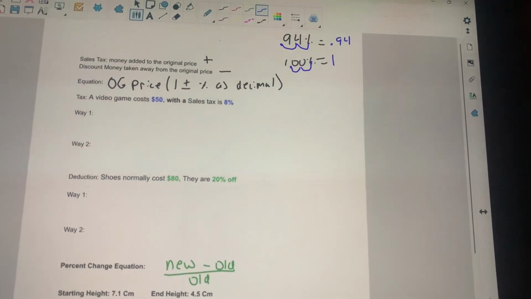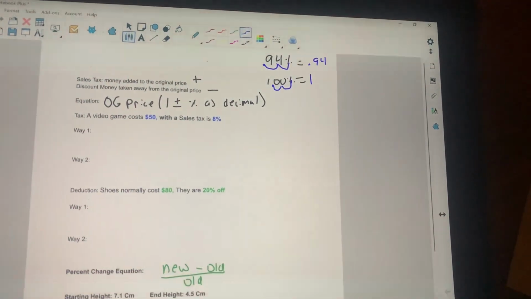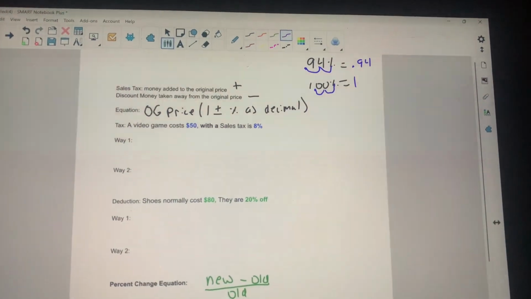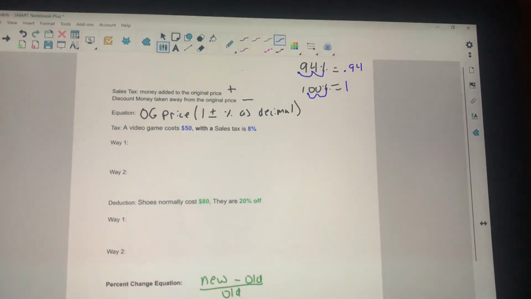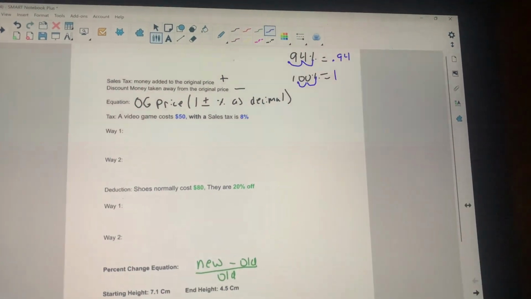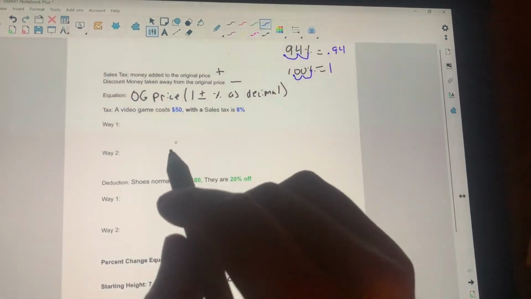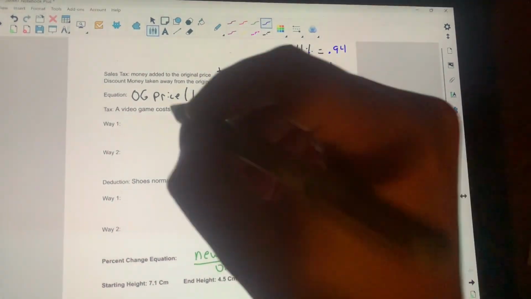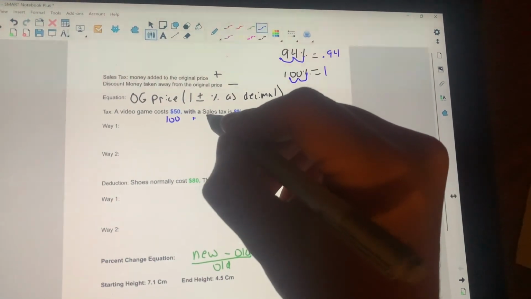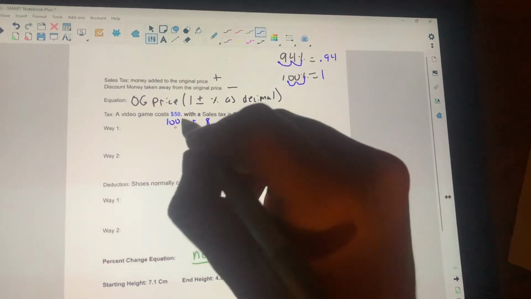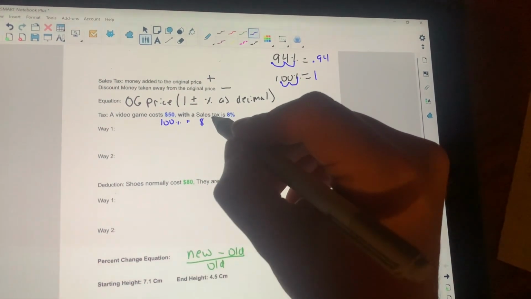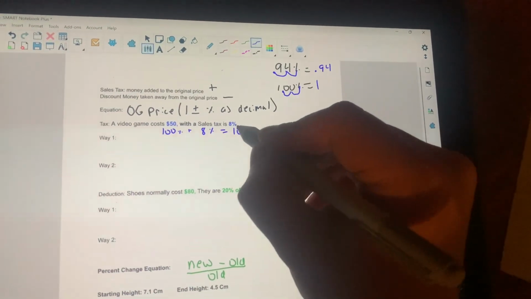So we have a video game that costs $50, and there's a sales tax of 8%. So with this, when you have a sales tax or a tax in general, you have to pay the whole original cost plus the sales tax. So how I like to write this is a video game costs $50. So if I paid the whole amount, I paid 100% of its value. But since it's a sales tax, I also need to pay the additional 8%. So I need to pay 100% of the original value plus the 8%. So 100% plus 8%, that gets me 108%.